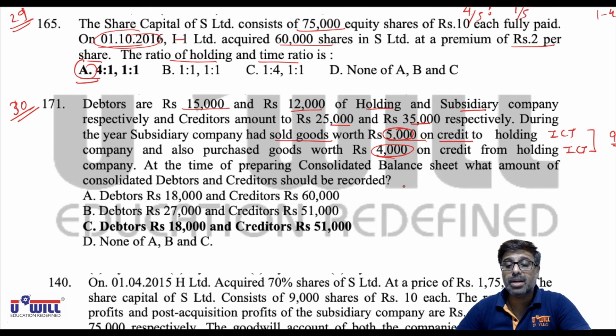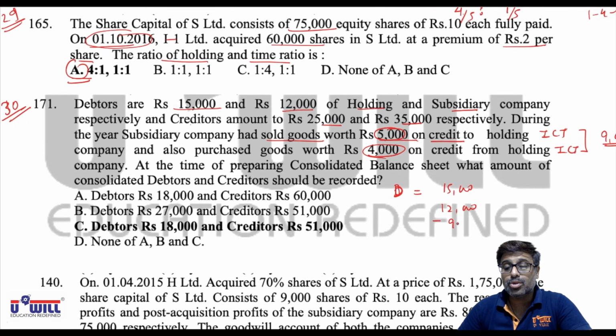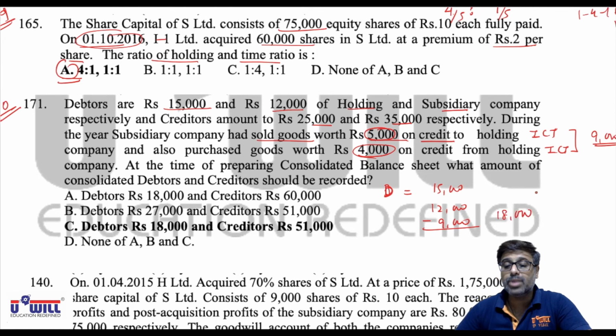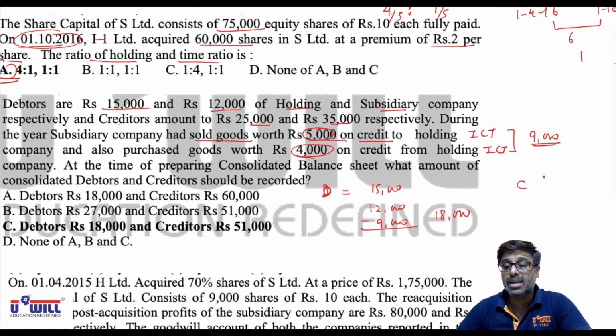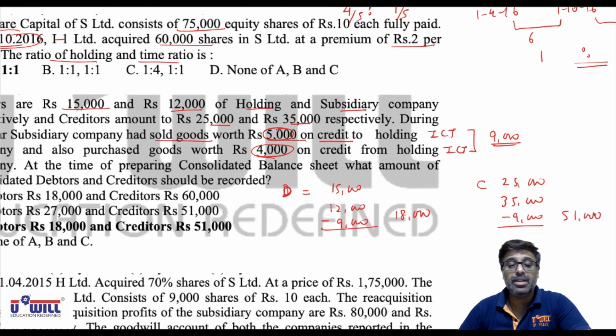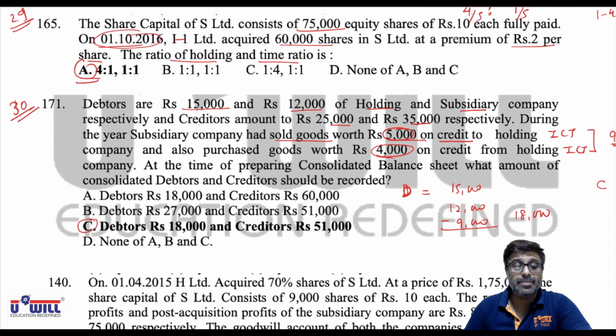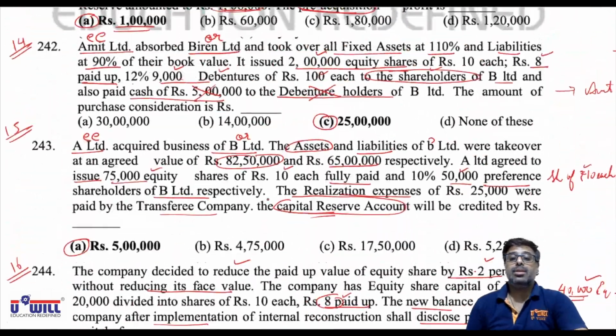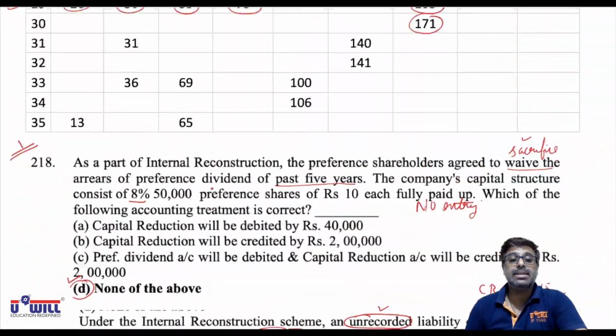So debtors would come as 15,000 plus 12,000 minus 9,000. So 27,000 minus 9,000, 18,000. And creditors would come as 25,000 plus 35,000, that is 60,000, minus 9,000, that is 51,000. So 18,000 and 51,000 would be the amount. Option C.